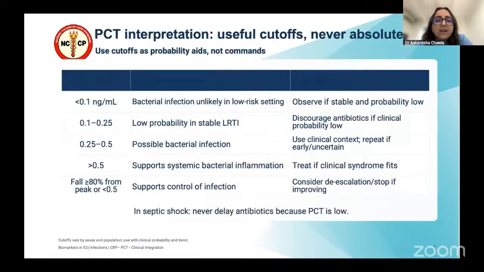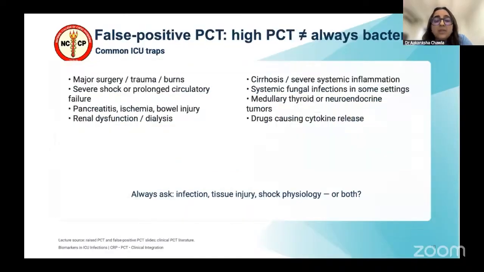So, when you have a value of procalcitonin in your hand, you have a patient's report, how do you interpret it? A value of less than 0.1 tells you that the bacterial infection is unlikely in a low risk setting. Similarly, a value of more than 0.5 supports systemic bacterial inflammation, but treat if the clinical syndrome fits. Like I said, do not use these values isolated, just use them as a guide for your treatment. In septic shock, never delay antibiotics because of a procalcitonin being low. Because a high procalcitonin does not always mean that it is only bacterial infection.